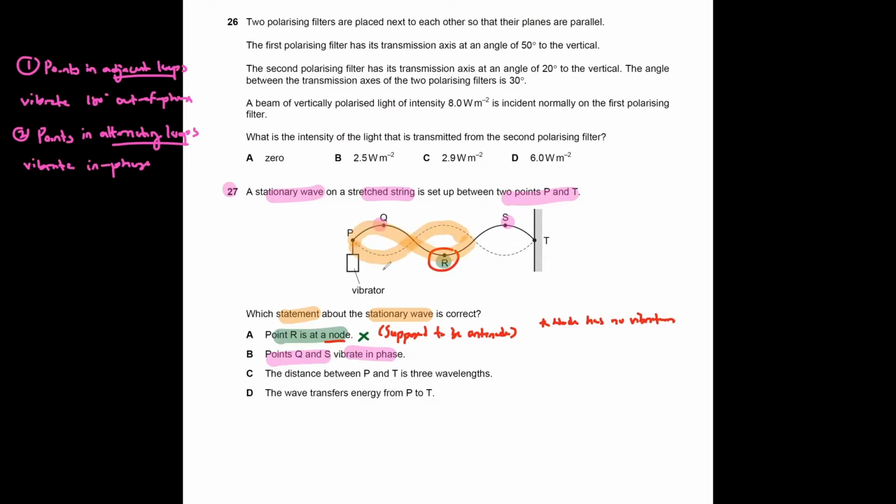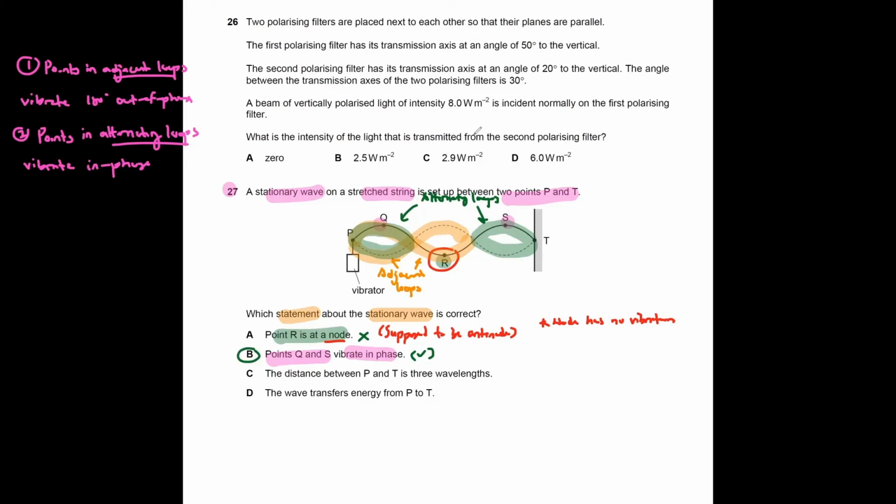this is what we call adjacent loops, this one and this one. But if you're talking about alternating loops, it will be this one and this one. This is what we call your alternating loops. So points P and Q vibrate in phase. This one is correct because you see they are in alternating loops. So B is the answer here.